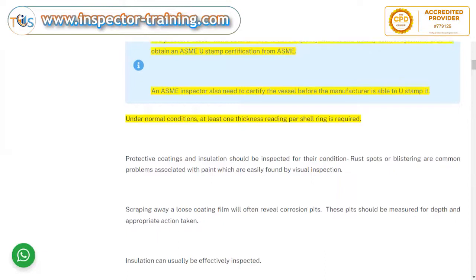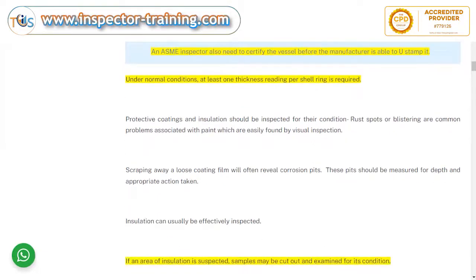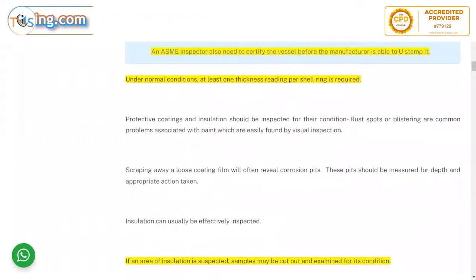Protective coating and insulation should be inspected for their condition. There can be rust spots or blistering. These are common problems with paints, which are easily found by visual inspection. Scraping away a loose coating film will often reveal corrosion pits. These pits should be measured for depth and appropriate action taken.